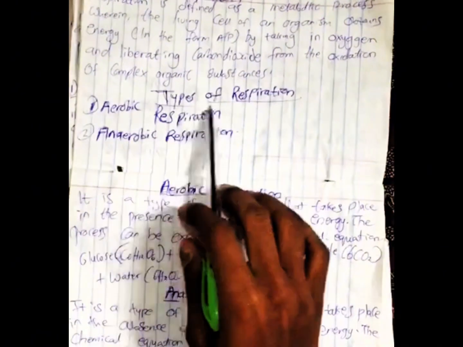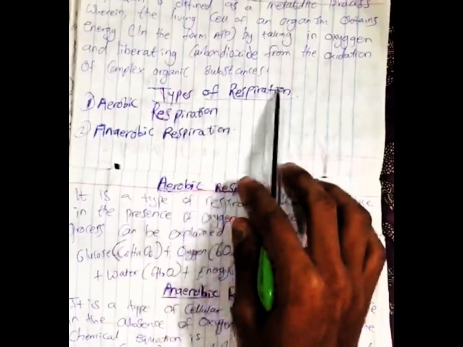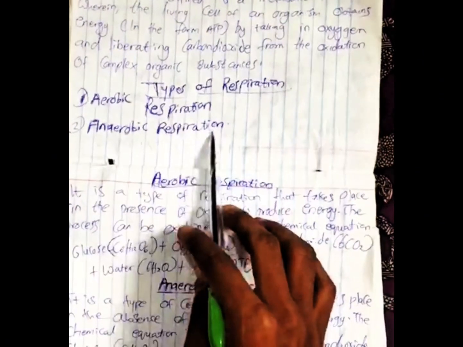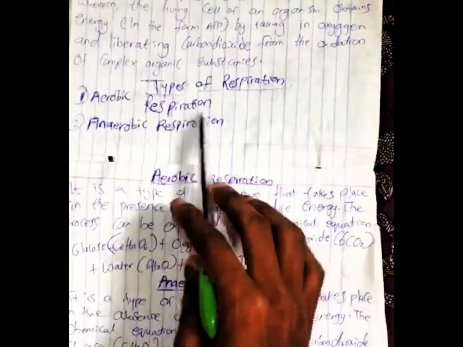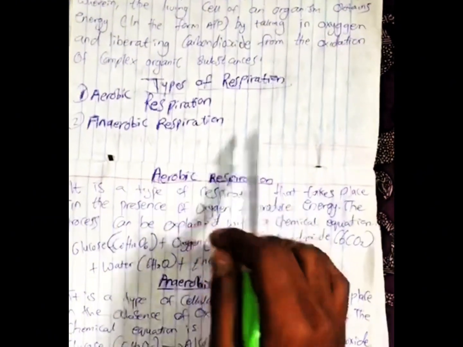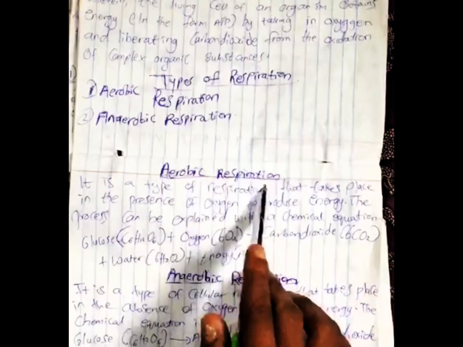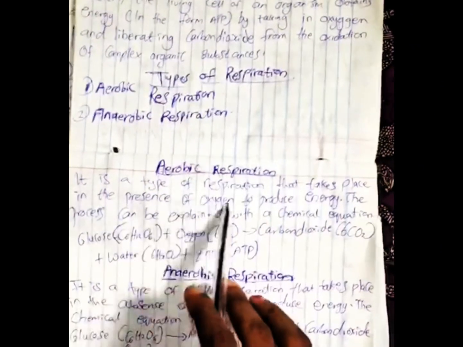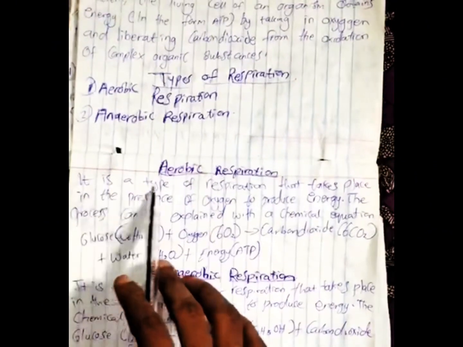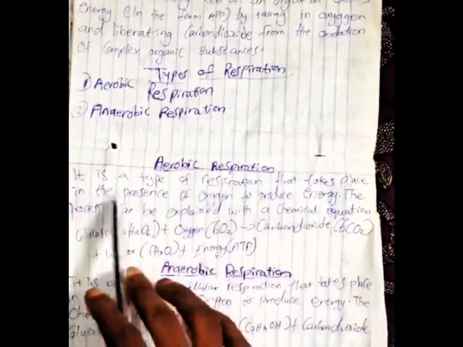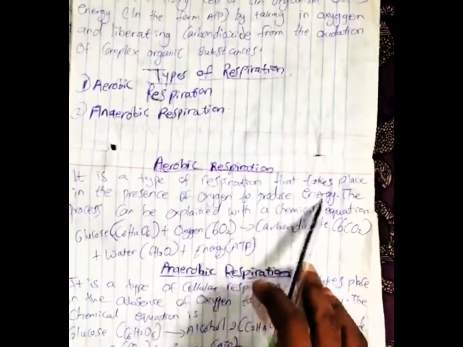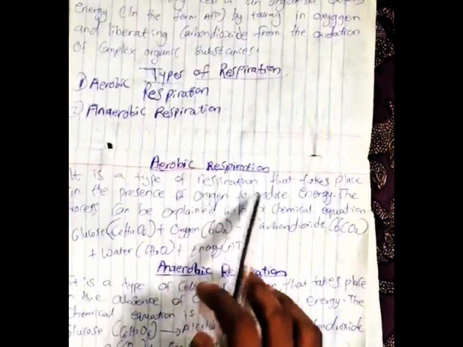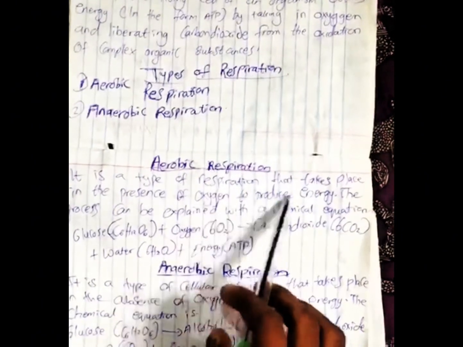Now, types of respiration. We have the aerobic respiration and the anaerobic respiration. Aerobic respiration is a type of respiration that takes place in the presence of oxygen to produce energy. That is, it is always happening wherever there is a presence of oxygen in order to release energy.